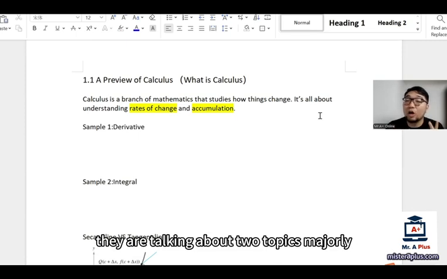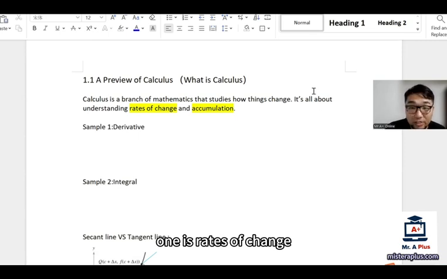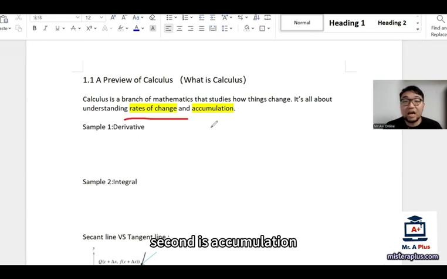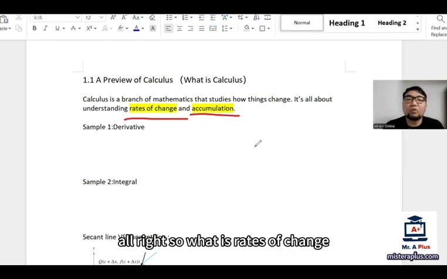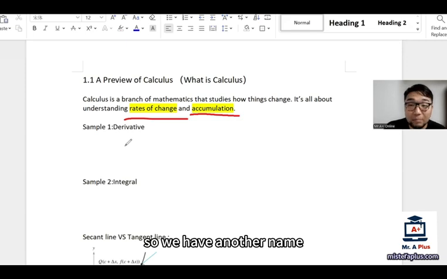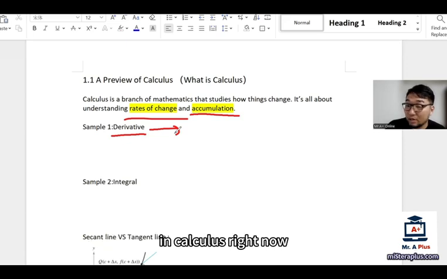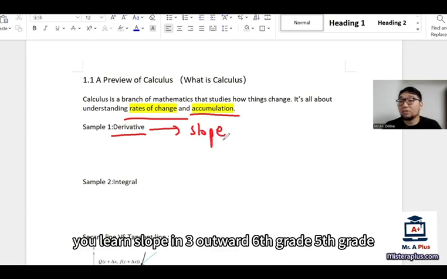They're talking about two topics majorly. Of course, there are some small pieces. One is rates of change. Second is accumulation. So what is rates of change? Rates of change sounds familiar? We have another name for it, called derivative. Derivative is a big terminology that only happens in calculus right now. But if I use another word, you're going to find out very easily. It's slope. You learned slope in pre-algebra, 6th grade, 5th grade.